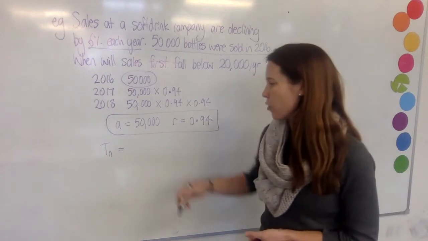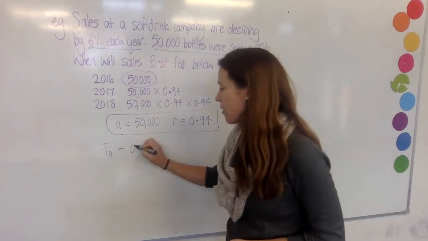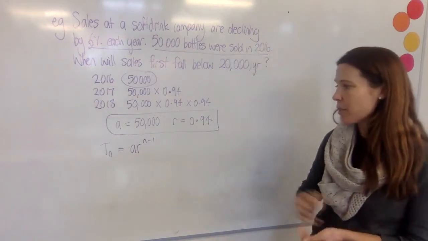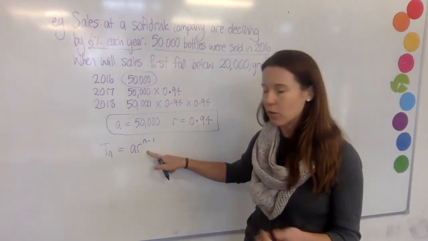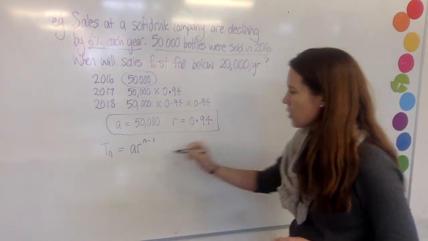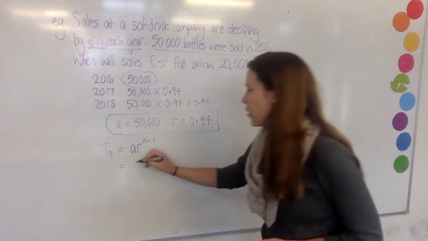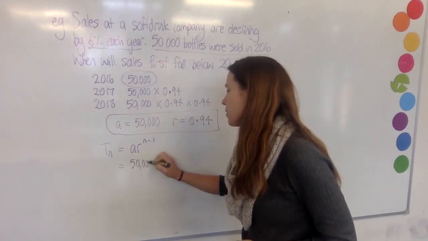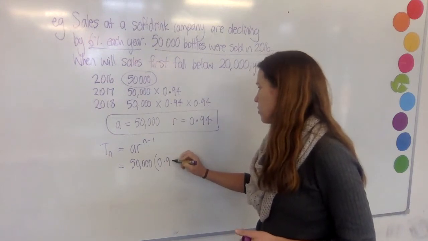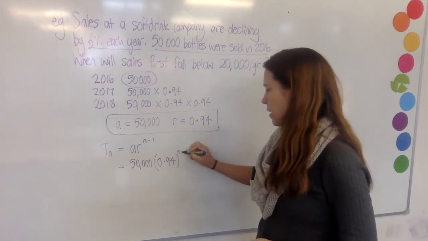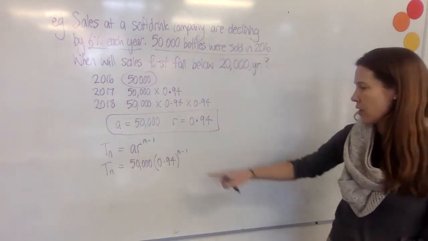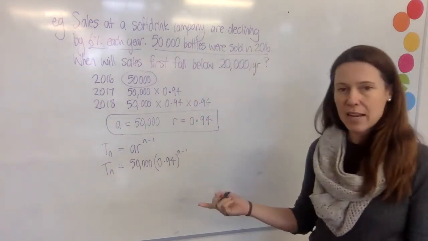So first we need a formula for the nth term. Now, the generic version of it is this. You don't have to write this every time, but if you find you're forgetting it and needing to refer to your reference sheet, writing it every time would be a good way to get it back in your head. So on the next line, I can then say, well, I know what A is, it's 50,000, and I know what R is as well, it's 0.94, and I don't know n at this stage. So that gives me a good version for this question of my formula so that I can find any term.